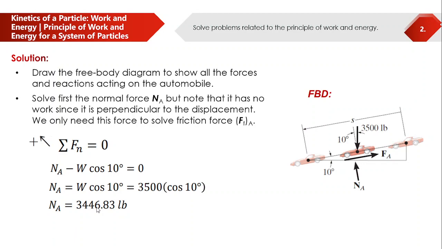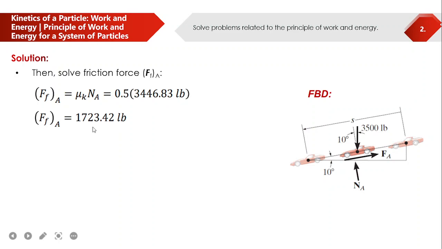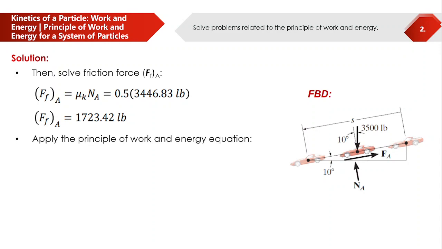So solve for the friction force. Since nakuha natin yung normal force natin, that will be 0.5 times 3,446.83 pounds. Your friction force is equal to 1,723.42 pounds. So apply the principle of work and energy equation.